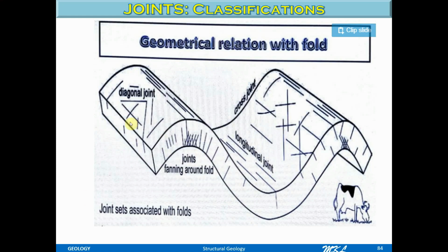Sometimes on folded structures it's very common to see the strike joint, or longitudinal joint, or diagonal joint, or oblique joint. You can also see the cross joint. So it's very common to observe joints on a folded structure.